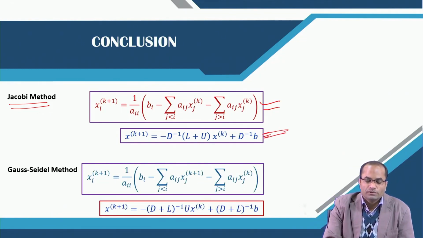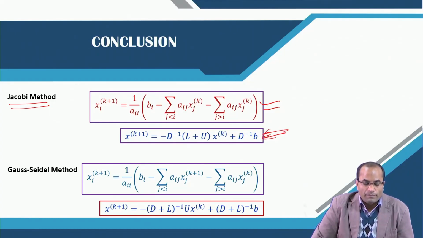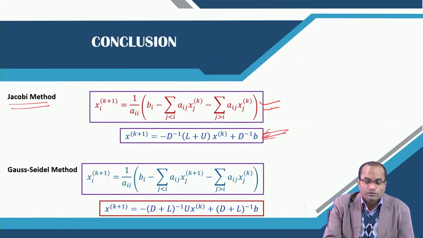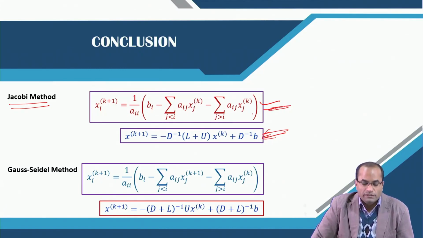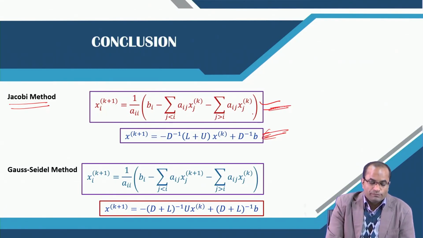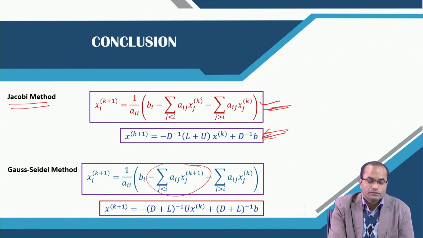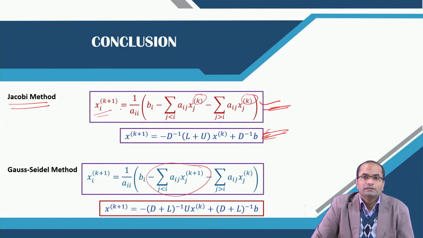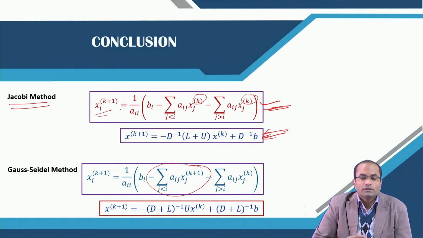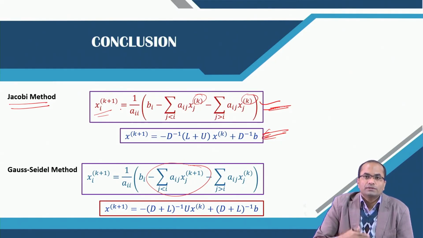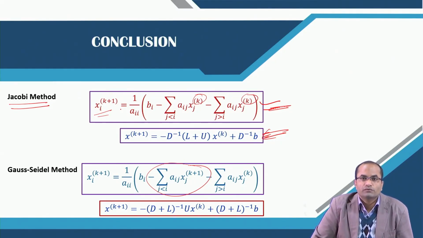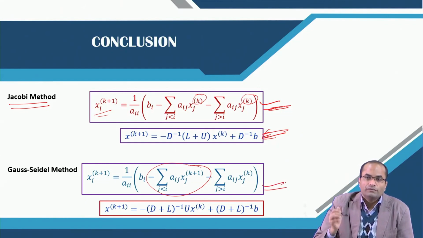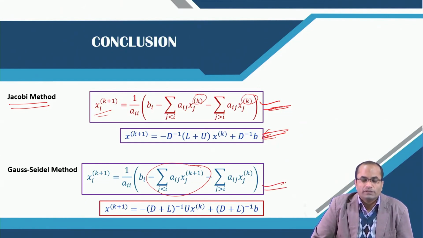either we can use the matrix vector form or we can use the component form depending on the convenience, and the major difference in both the methods is the evaluation of this term, for instance. So, here we are using, until the iteration is complete, to get all the components, the values from the previous iteration, whereas here we are using the recently evaluated values.